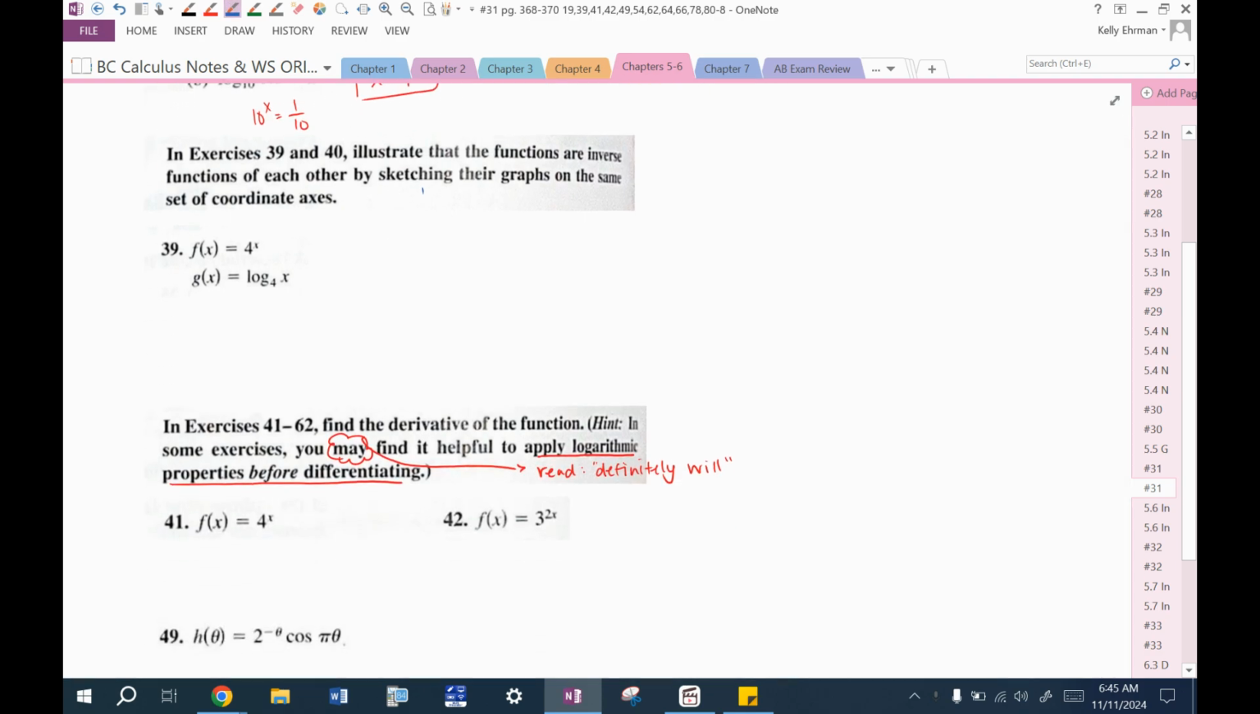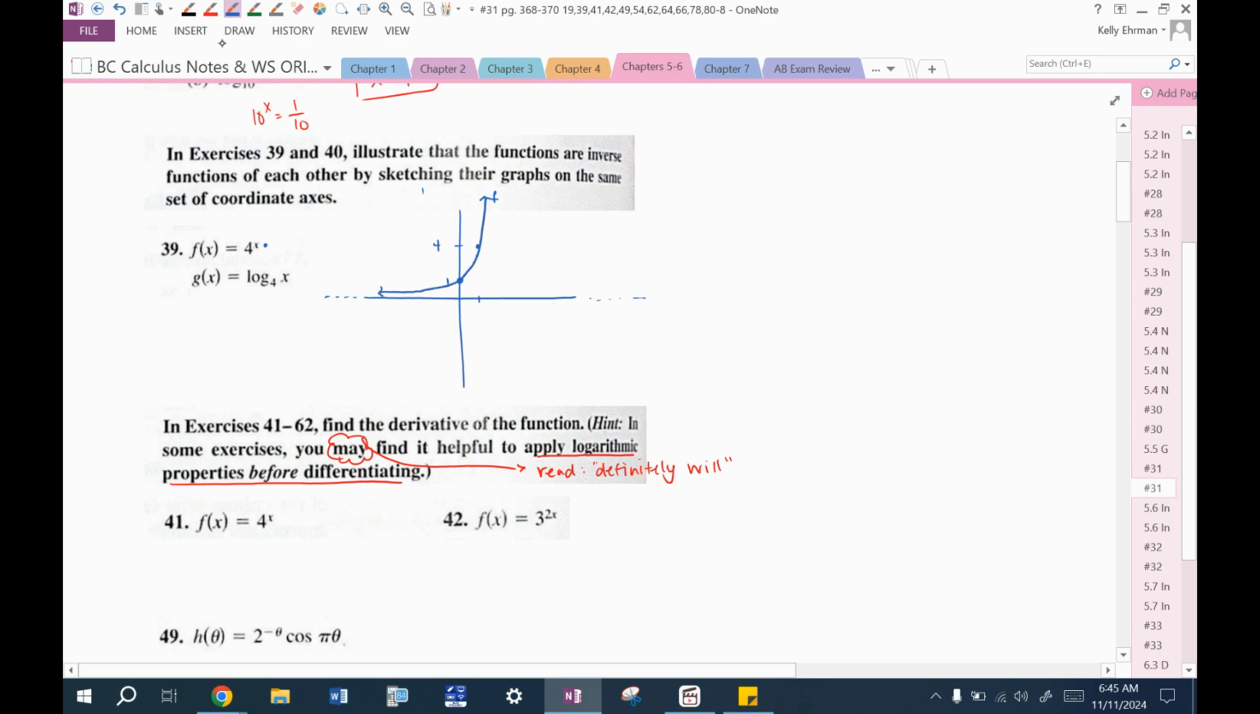For this problem, illustrate the functions are inverses of each other by sketching their graphs. So for 4 to the x, there's a horizontal asymptote at 0. When you plug in 0, you get 1. And when you plug in 1, you get 4. If you plug in -1, you get 1/4, if you want to plot that. But here's the general 4 to the x graph.